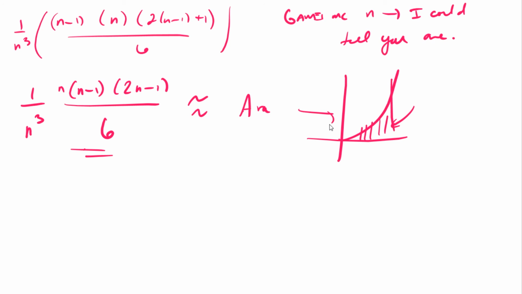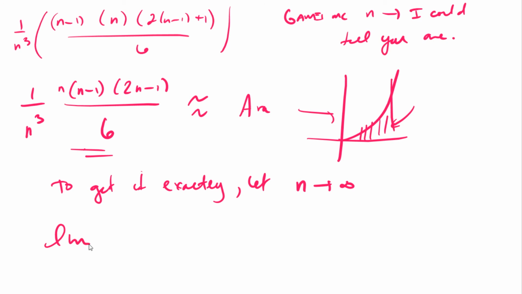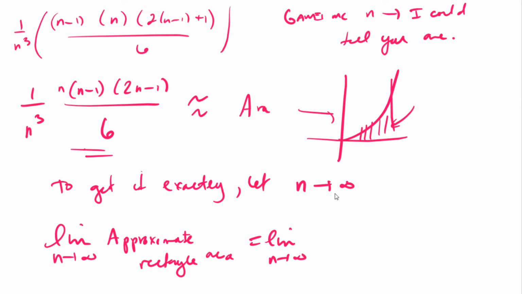How do we get it exactly? Well, to get it exactly, let the number of rectangles n go to infinity. If the number of rectangles goes to infinity, then this approximation gets infinitely good. So what I could do is take a limit as n goes to infinity of the approximate area, and that's going to be a limit as n goes to infinity of this formula.